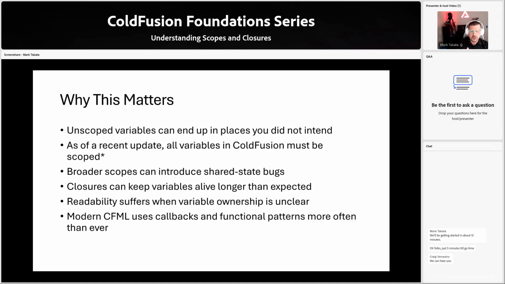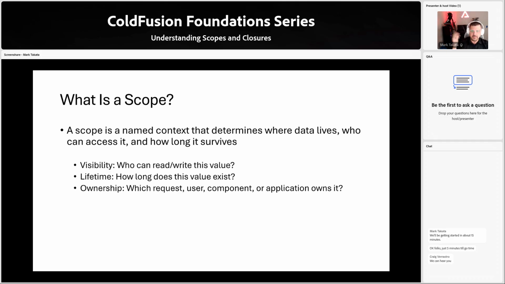Closures are also important because they can keep variables alive longer than expected. Not to mention, they can have unintended results in things like loops. When you're looking for variables and not scoping them correctly inside of a closure, they can potentially use a different variable than you intended. And it's also hard to read when things aren't scoped. What is this variable? What does name actually mean? Is it coming from a URL? Is it coming from variables? Is it an argument that was fed in? So anyway, all right.